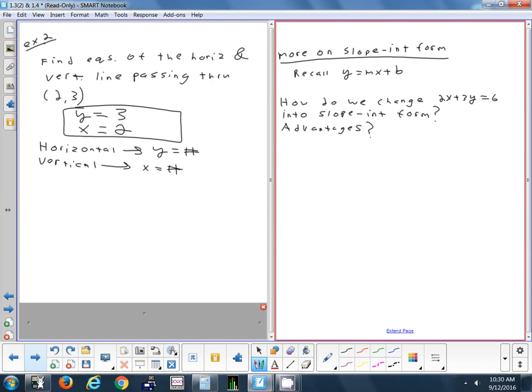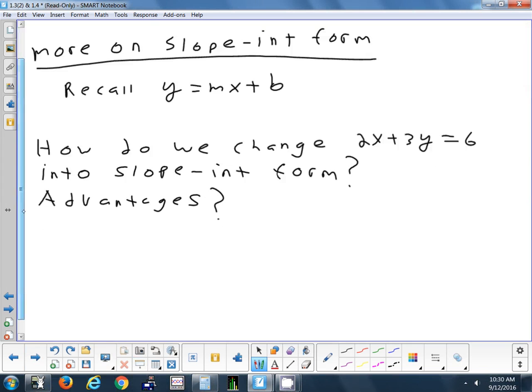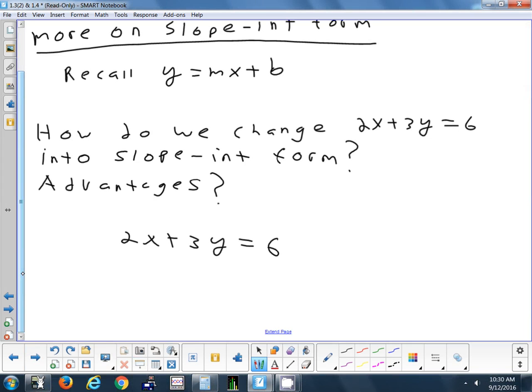Okay, so if I had the equation 2x plus 3y equals 6, how would I change that into y equals mx plus b form? What would be my first step? Yep. Subtract 2x from both sides. Good. Subtract 2x from both sides. And rather than writing it as 6 minus 2x, I'm going to write it as negative 2x plus 6 because that's closer to mx plus b form. And what about my last step? Yeah, go ahead. Divide by 3.